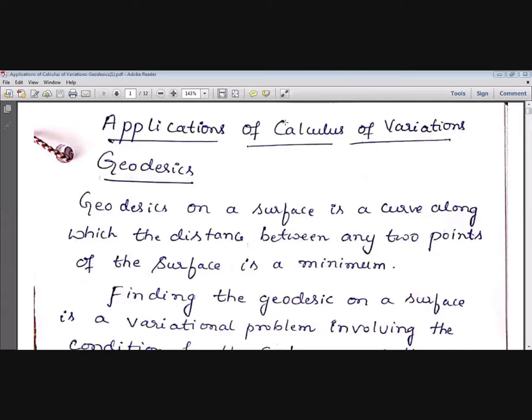Geodesics on a surface is a curve along which the distance between any 2 points on the surface is minimum. I told the same thing. I wrote the shape of this earth and I took the plane also. How to find the shortest distance between any 2 points? That one is called geodesic. Geo is nothing but earth, desic is nothing but distance. Distance between any 2 points on the earth's surface is geodesics.